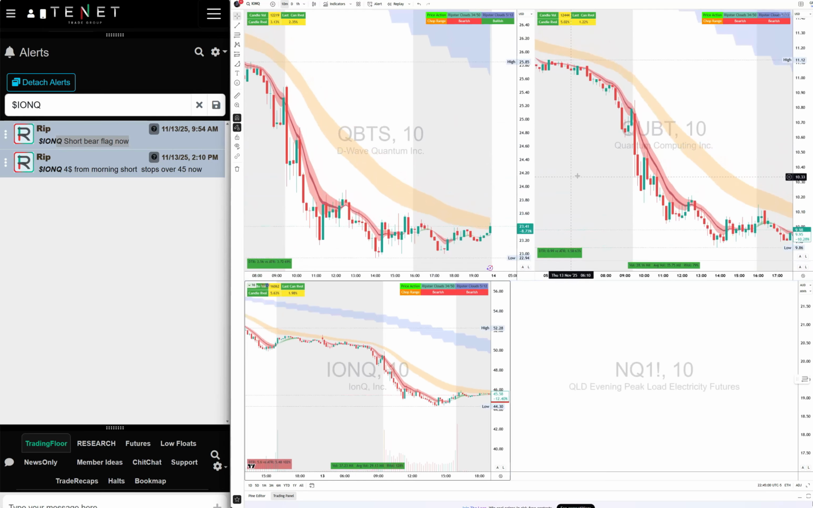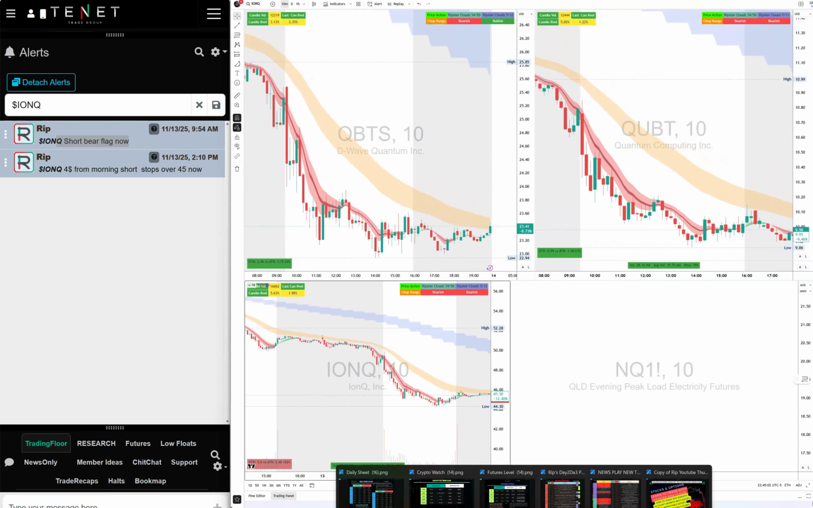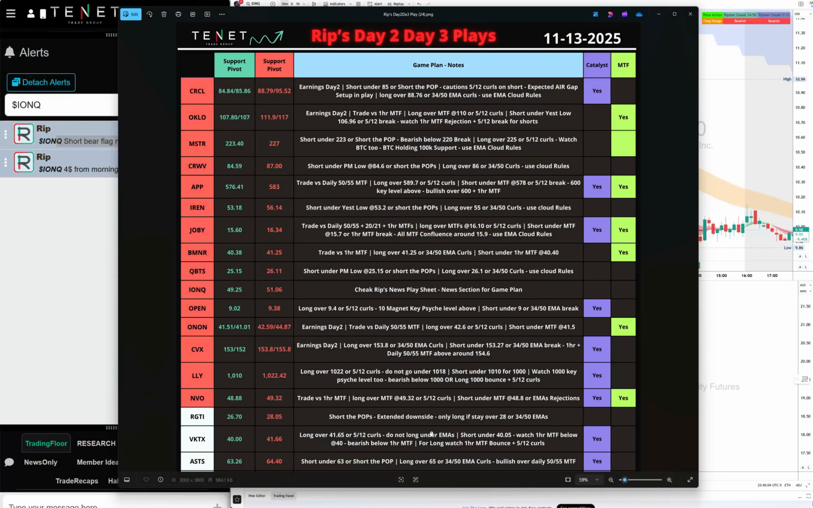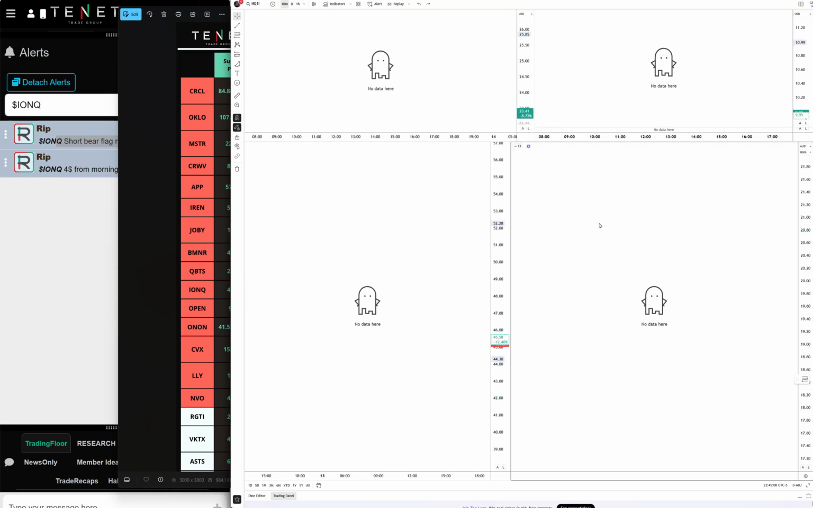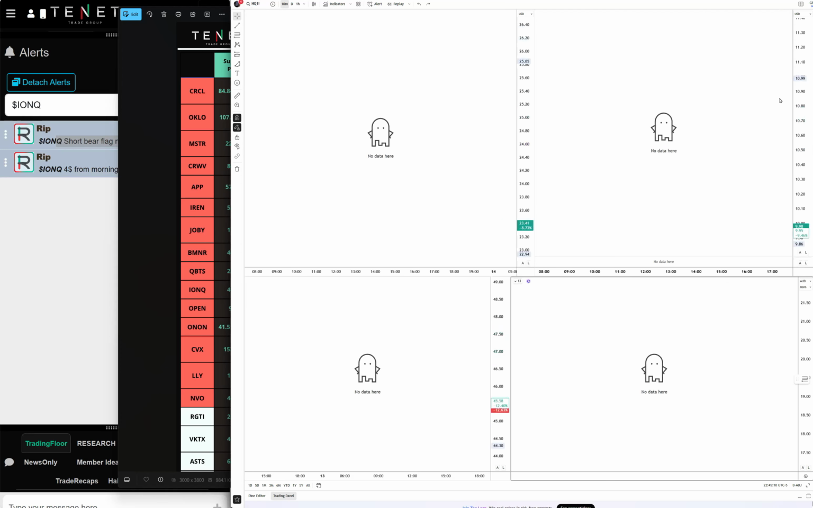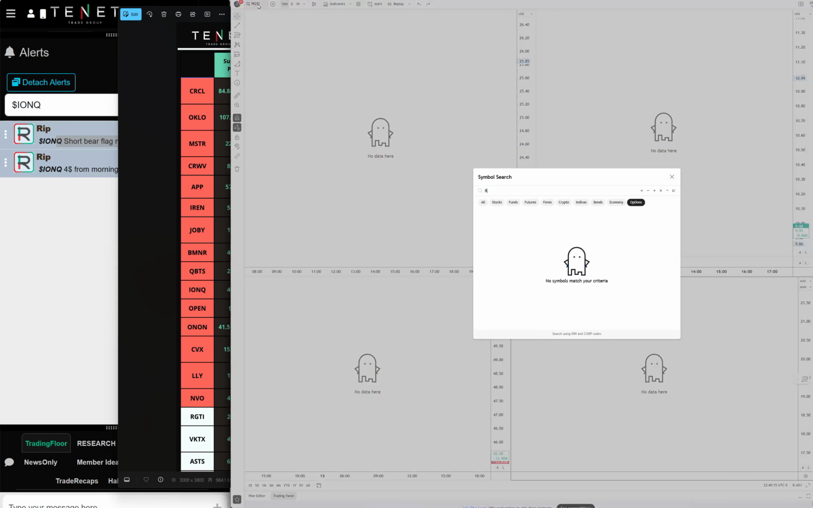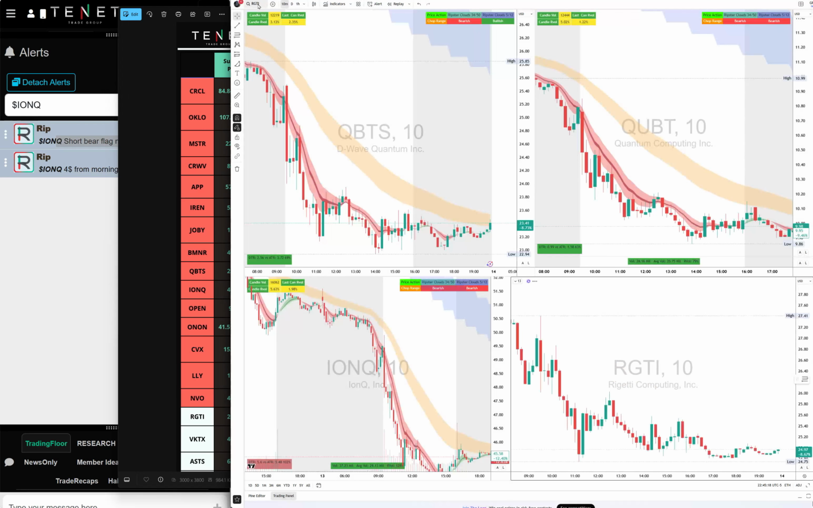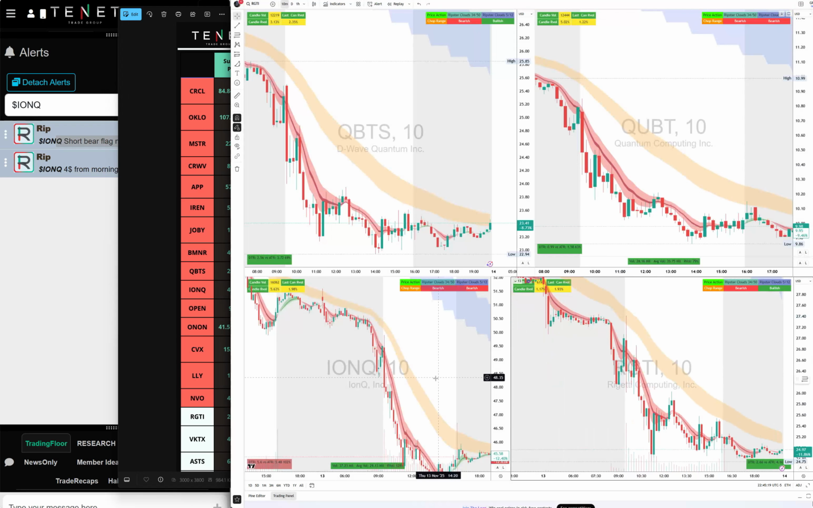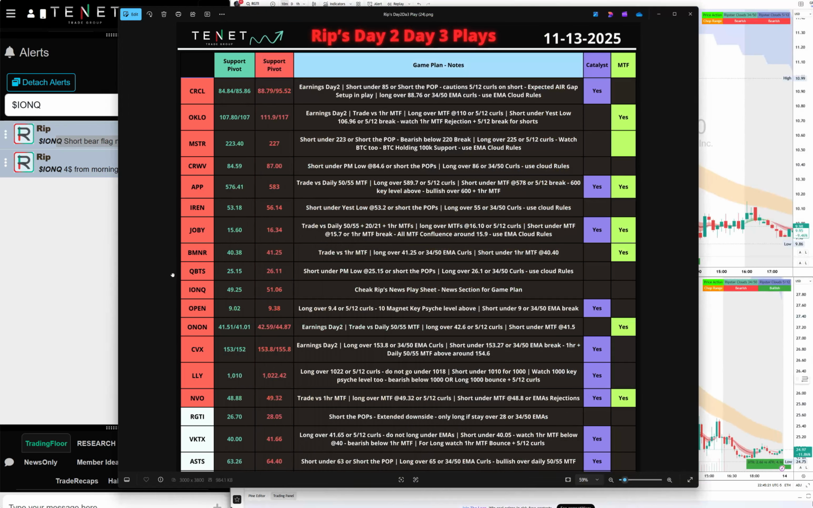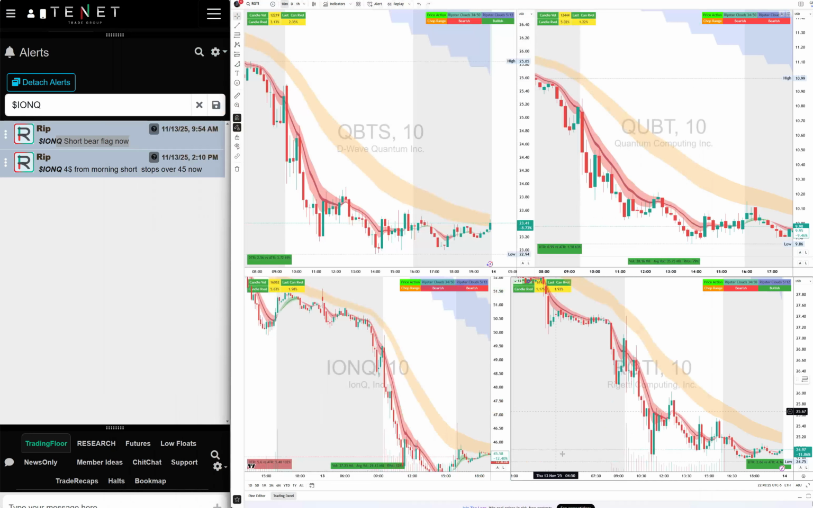You could short QBTS, you could short QUBT. I even put those on our day 2 setups. RGTI was a good short as well. You can see RGTI was also a good short, an all-day fade. So you could literally short anything you want in the quantum sector. So make sure you know your sector analysis, what you're going to do. And the next sector is also a great example of this.